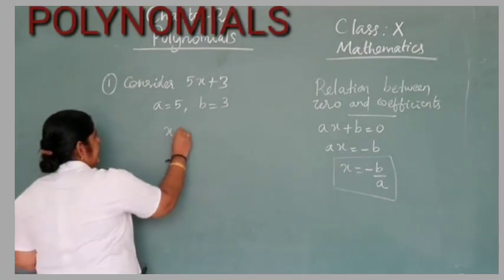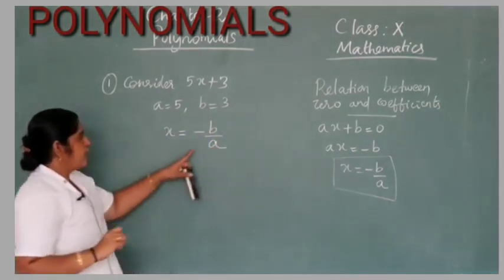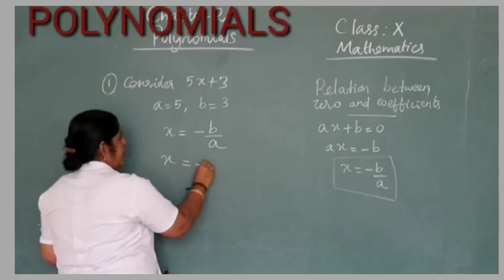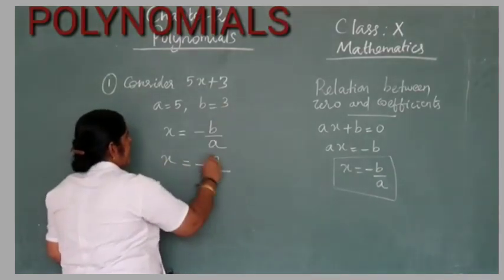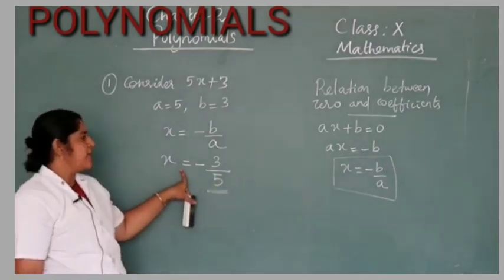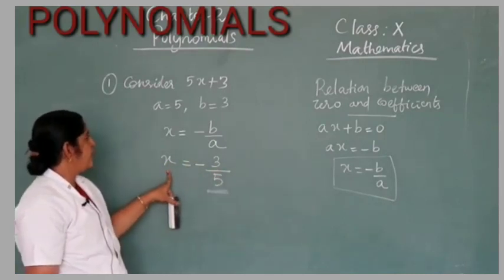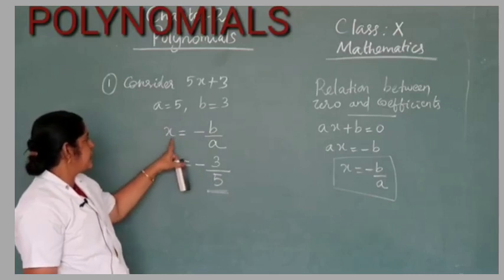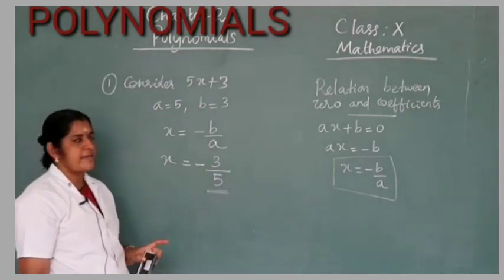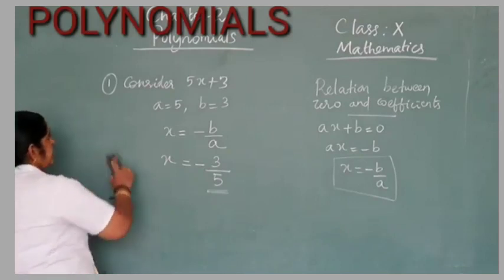Now using this relation, we can find the zero x. So x is equal to, what is the formula? Minus b by a. Now put these values, so we will get x is equal to minus b value is 3 by a is 5. In this way we can find the value of x. So x is equal to minus 3 by 5 is the zero of this polynomial. Now come to the next example.